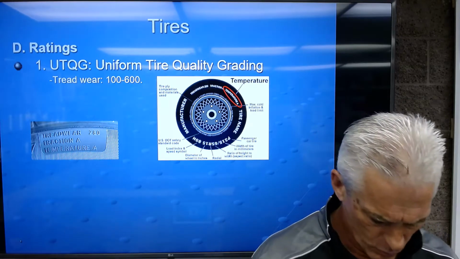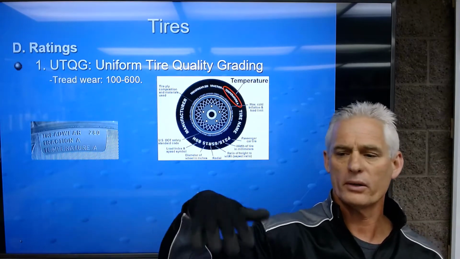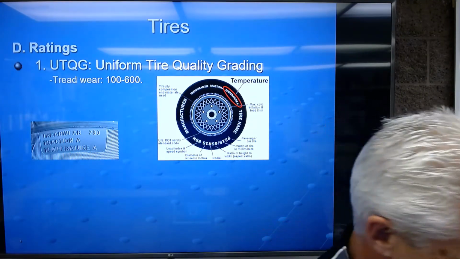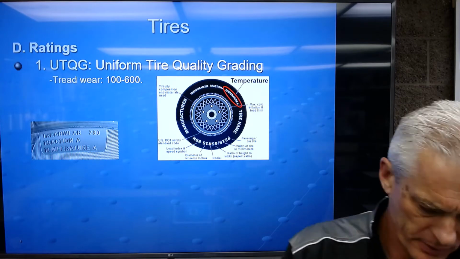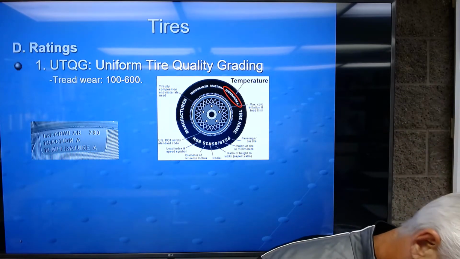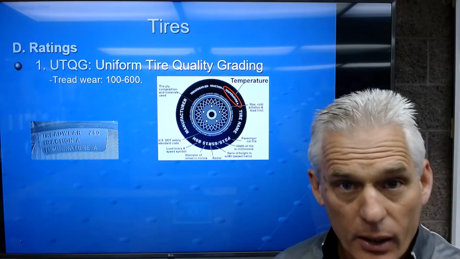Tread wear is going to go from 100 to about 600. 600 being the longest wearing, 100 being the lowest wearing. If it's a fairly high mileage tire, it's probably going to be a 600. If it's a sticky performance tire, it's probably going to be a 100. I'm looking on a tire here, and I just found the UTQG. Let's see if you can see it on the camera.